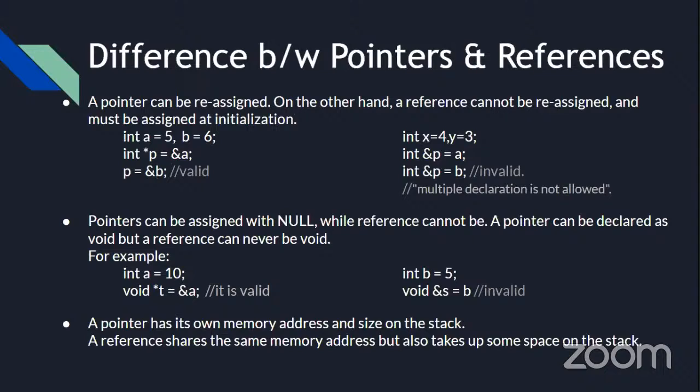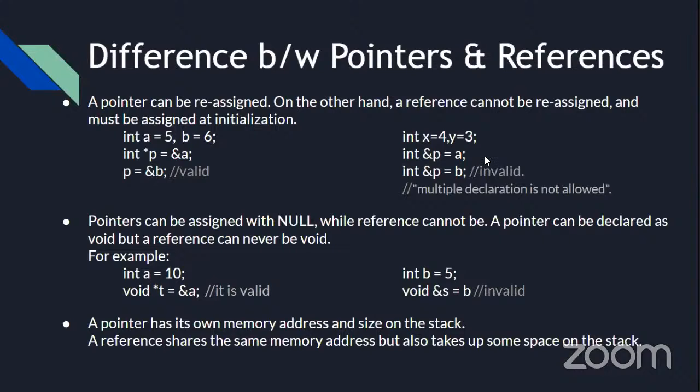So in the case of pointer reassignment, let's come to the pointer reassignment. In the case of pointers, once we assign an address to a pointer, it can be reassigned. But in the case of references, reassignment is not possible. Let's have a look at this example. There are two integer variables a and b, which are initialized with their corresponding values. We are declaring a pointer p, which is pointing to the address of variable a. Now we are reassigning it with the address of b. So this is perfectly valid in the case of pointers.